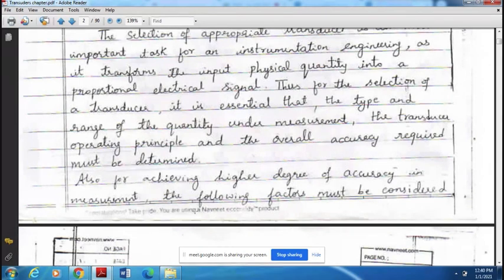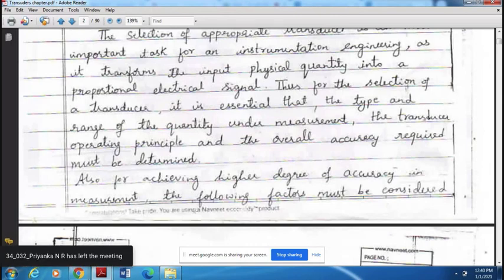So how do we have to select the transducers? You have to look into certain parameters before selecting any transducer. Let us see on what parameters it will depend. What are the parameters we have to consider for selecting a transducer for a particular application?